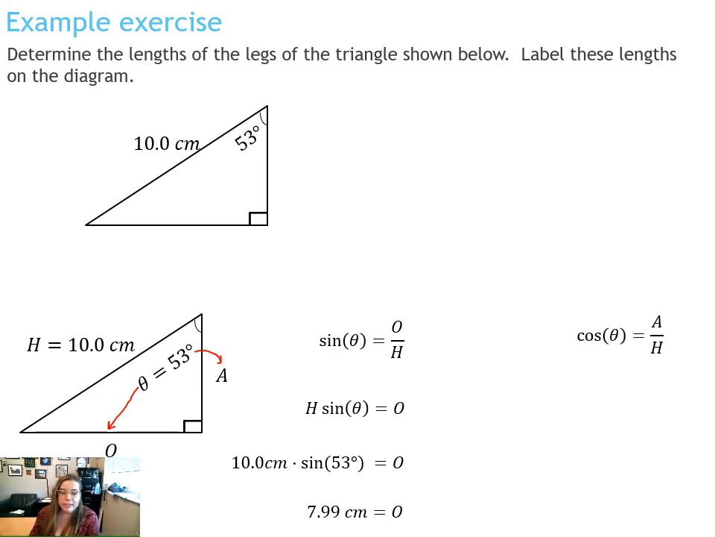Now to get that adjacent side, I'm going to use the cosine function. So the cosine of theta is the adjacent over the hypotenuse.